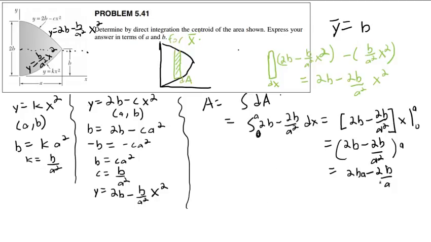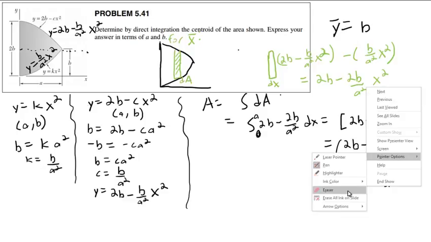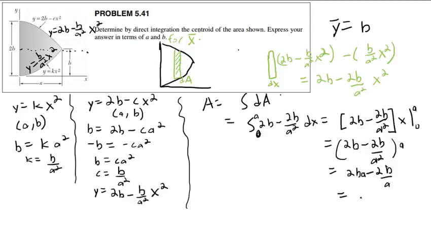Then, if I really wanted to be a pain in the butt about this, I could, no, I'll leave it alone. Actually, I'm probably going to end up with something like this anyway, so I'll just go 2b a squared minus 2b over a. A is equal to that. Oh, my minus sign went away. 2b a squared minus 2b over a.